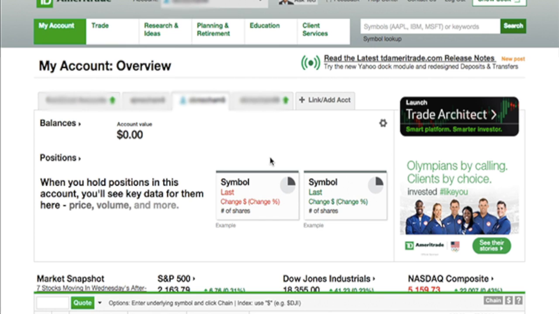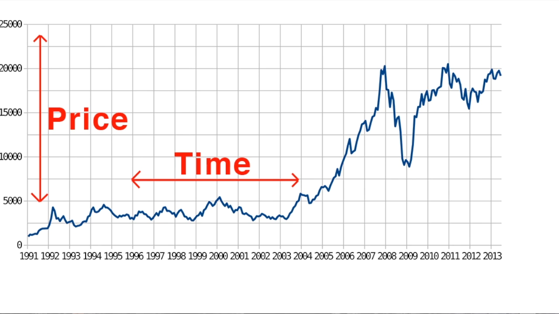Today's lesson is going to be on learning to understand how to read stock charts. And so we're going to use TD Ameritrade's platform to view a few different charts and explain how they work. We're going to start with a really basic line chart.